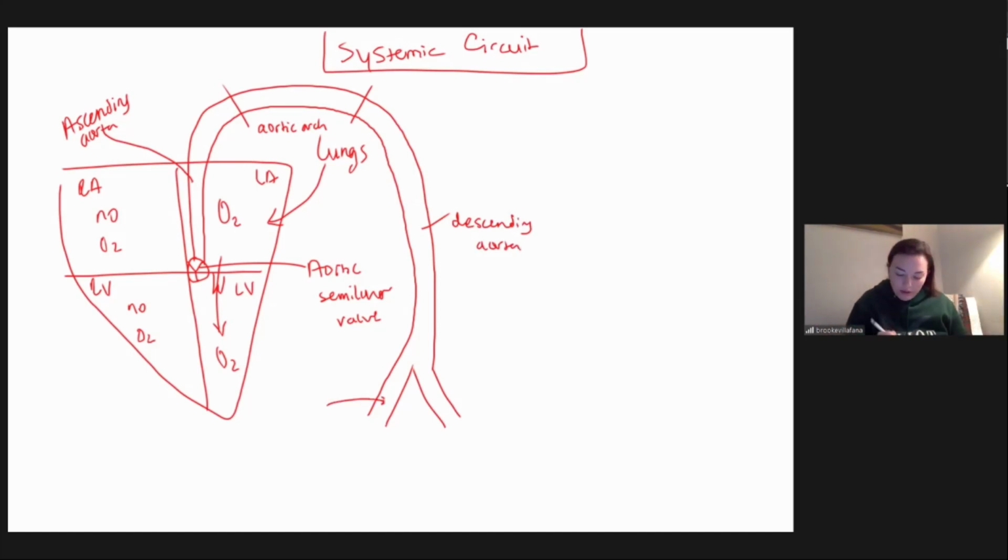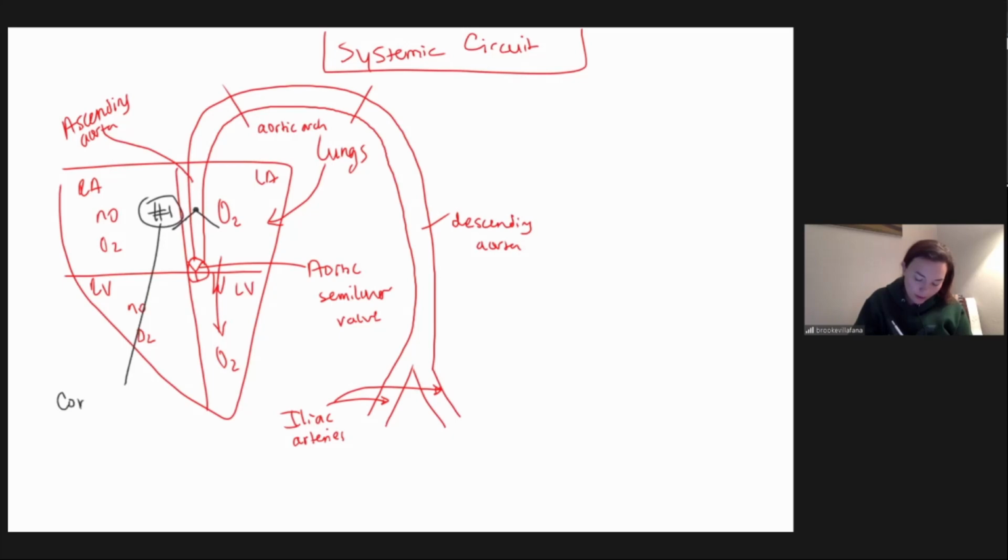So these are the iliac arteries, which is where the descending aorta branches. That's one of the things that you should know. But the primary thing that we want to talk about is the branches off of the aorta. So like we had said, we have our first one, which is our coronary arteries. So number one, coronary arteries. These are our first branch off of the aorta.